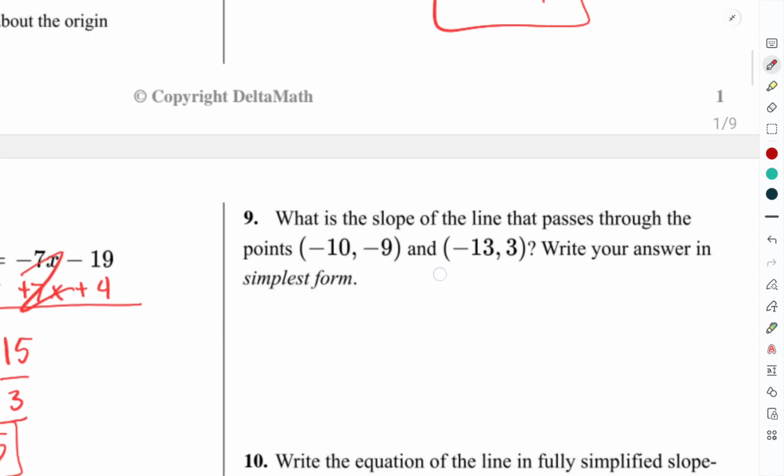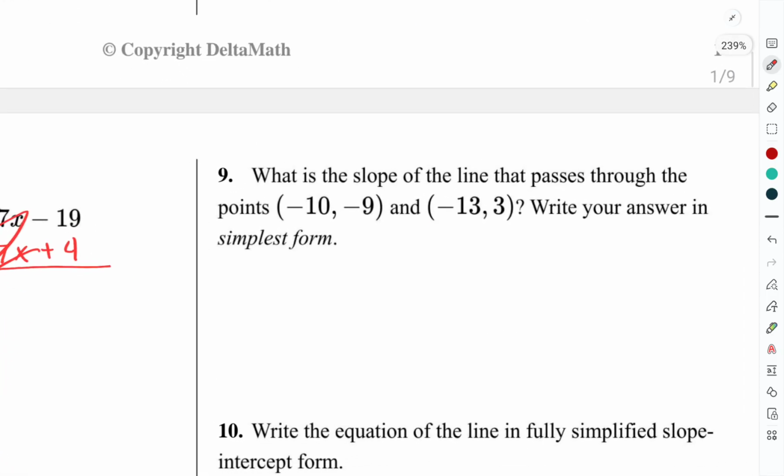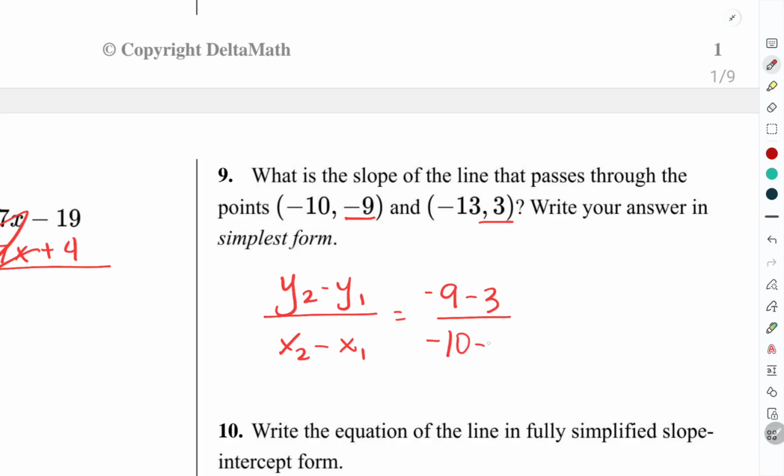Okay. Question 9. What is the slope of the line that passes through these points? Write your answer in simplest form. So, slope formula. Y values on top. My y values are the second numbers. So negative 9 minus 3 over negative 10 minus negative 13. Simplify that. Negative 12 over 3, which would be negative 4.